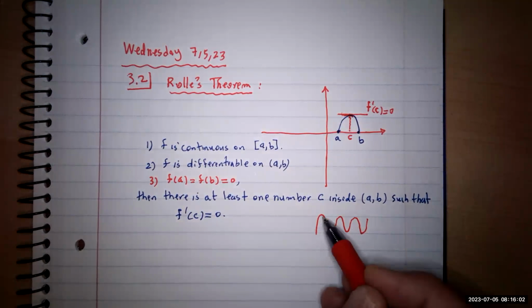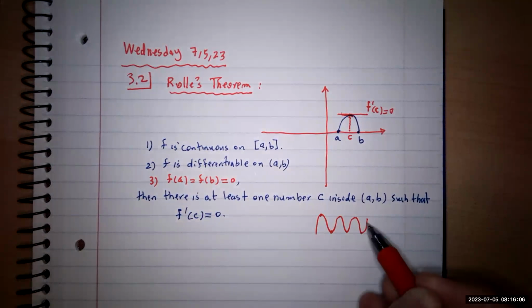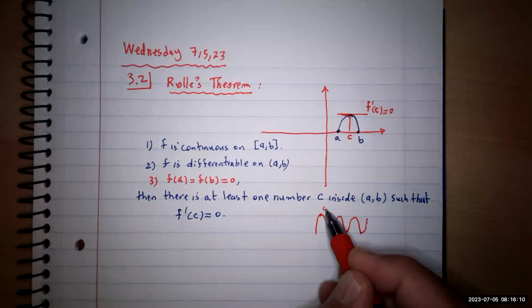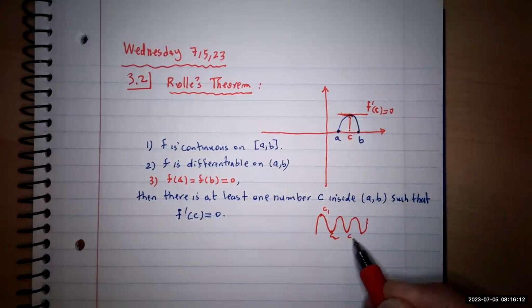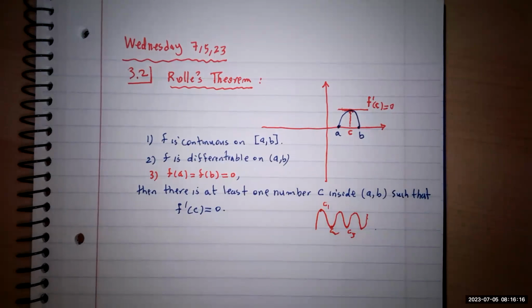You see, at this point you get the maximum, and at this point you get the minimum. And in all of these, you get lots of these C's, okay? For example, you may get a C1 over here, C2 over here, C3, C4. So because of the maximum and the minimum that happened, and the continuity would guarantee that.